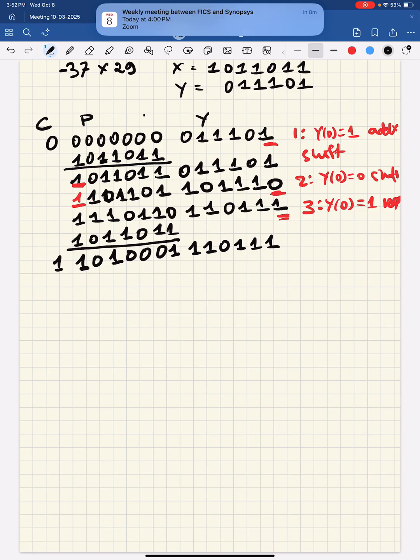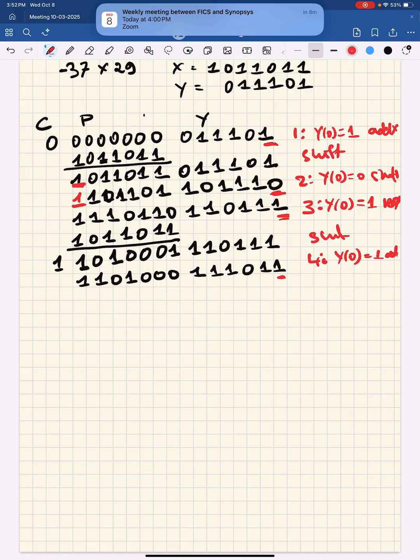So to complete the third iteration, we need to shift. And then shifting gives us the value of 1, 1, and then 0, 1, 0, 0, 0, 1, 1, 1, 0, 1, and 1. So now we start the fourth iteration. Fourth iteration, we check y0, which is this value, and it is equal to 1, so we will add.